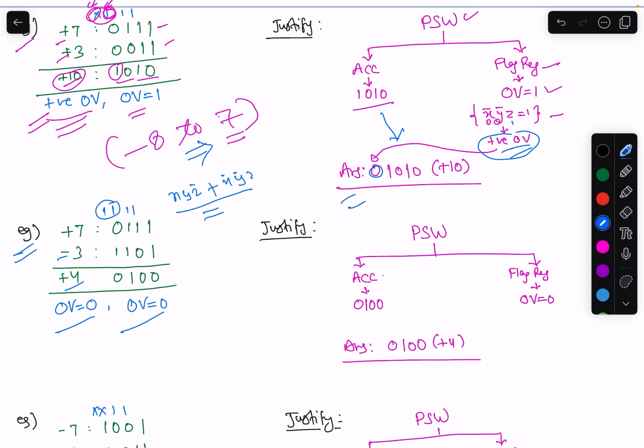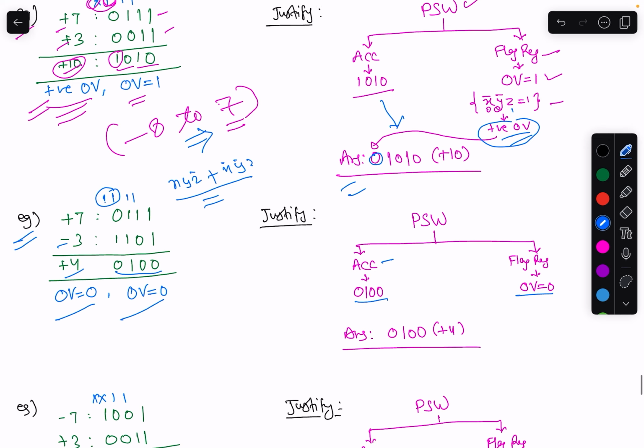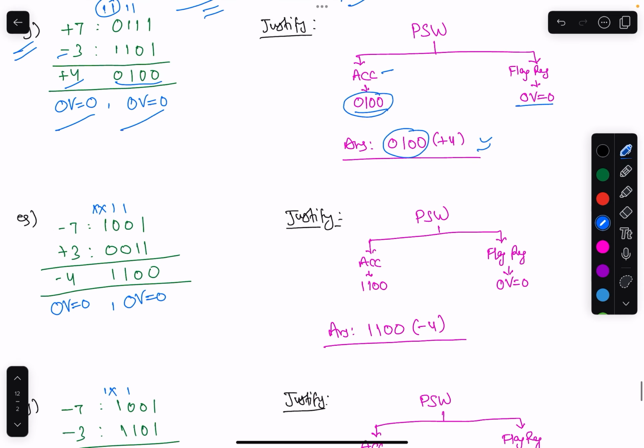If you justify this, the accumulator content is 0 1 0 0, and the flag register's overflow is 0. If there is no overflow, we don't do anything, we just report the accumulator content 0 1 0 0, that is plus 4. So this is the answer. Let's see the next example.